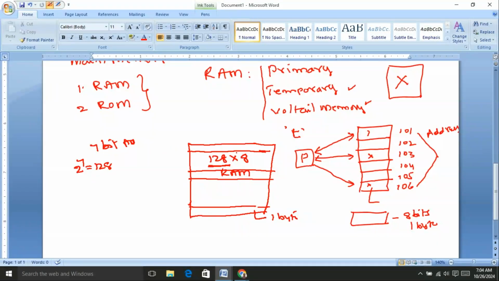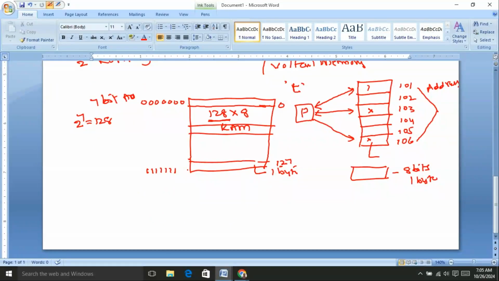Suppose let us consider this is the 0 location. The last one is the 127 location. Here I am going to represent it in decimal numbers. Actually, the first location consists of 7 zeros and the last location consists of 7 ones. So hence we need the 7-bit address to identify any location in this RAM.